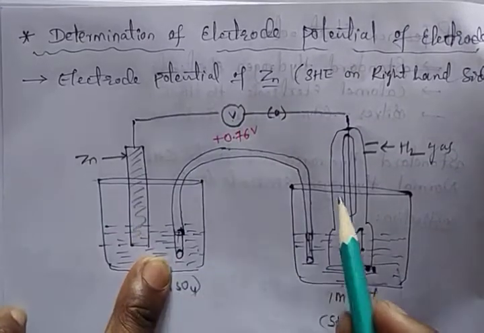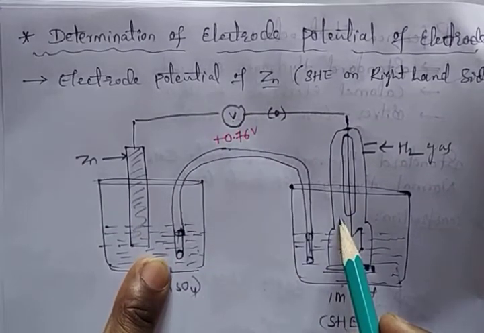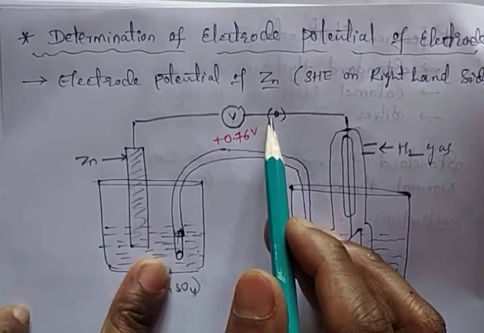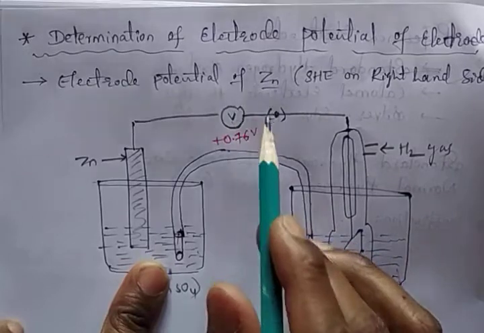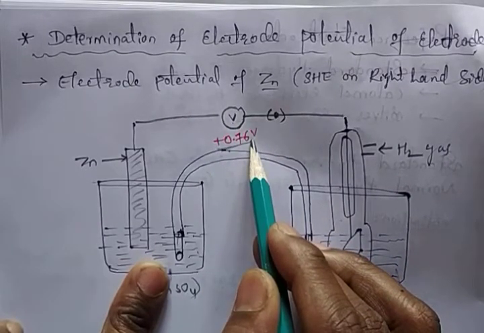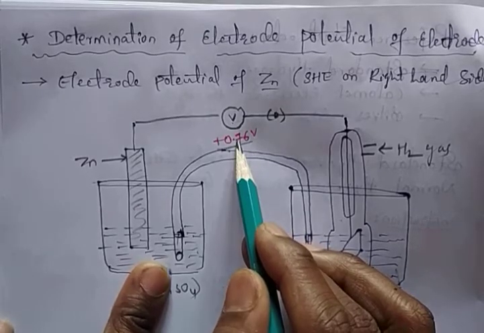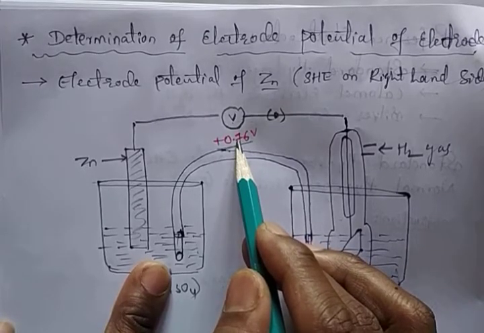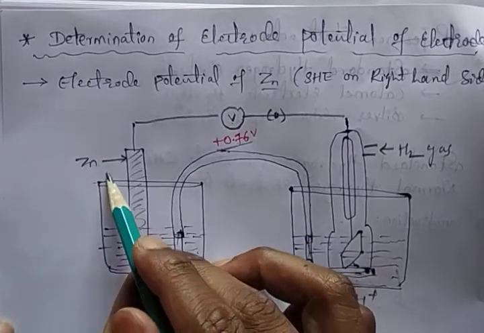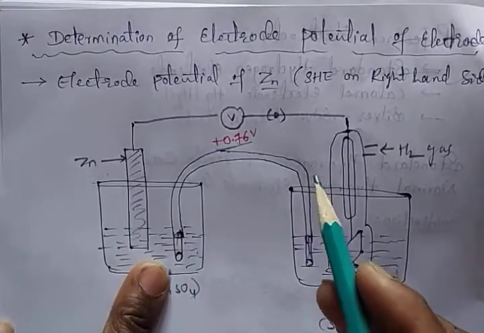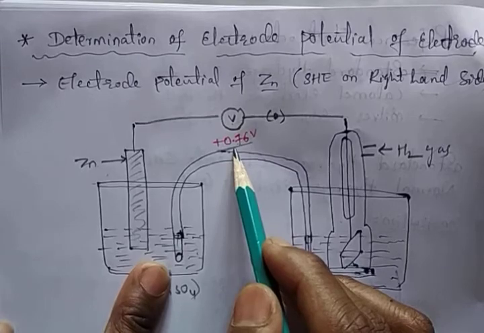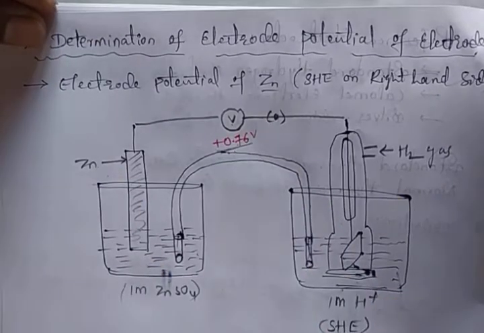When it is connected with the SHE using a salt bridge, voltmeter, plug key, etc., and the plug key is closed, the voltmeter shows the cell value 0.76 volt. This is the oxidation potential of zinc, because zinc is kept at the left side, therefore zinc undergoes oxidation. Now, what is the reduction potential value? Minus 0.76. So how? Let us consider some reactions.